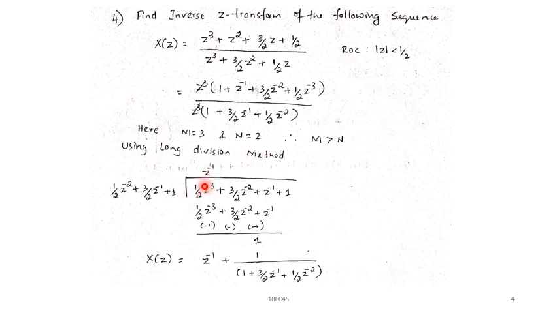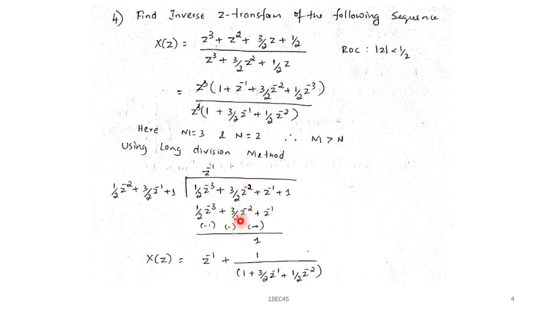I write the numerator as 1 by 2 z to the power minus 3 plus 3 by 2 z to the power minus 2 plus z inverse plus 1, and write the denominator as 1 by 2 z to the power minus 2 plus 3 by 2 z inverse plus 1. Now I need to cancel the term z to the power minus 3, so I'll multiply by z inverse. It is 1 by 2 z to the power minus 2 into z inverse, so it is 1 by 2 z to the power minus 3. Z inverse into 3 by 2 z inverse gives 3 by 2 z to the power minus 2, plus z inverse into 1 gives z inverse. Now these get cancelled.